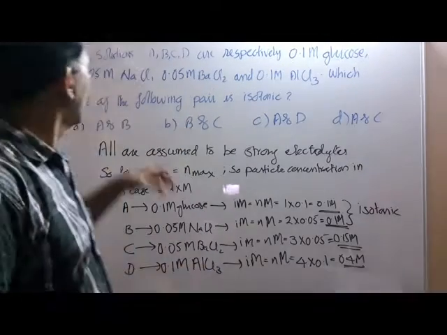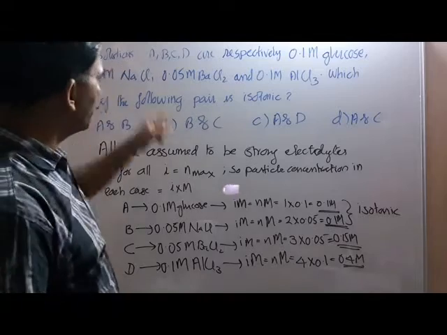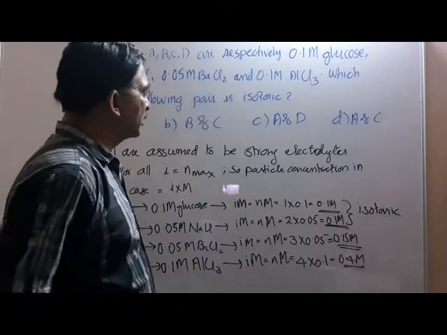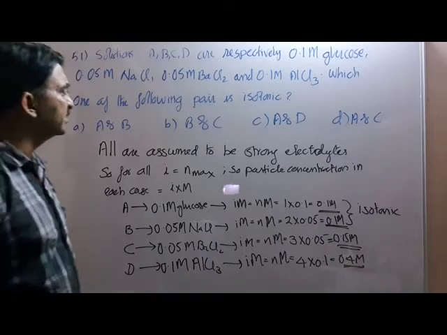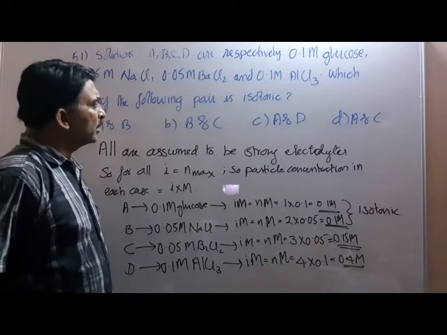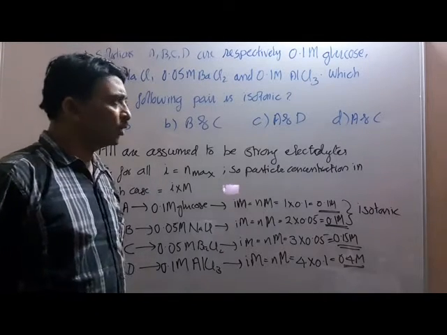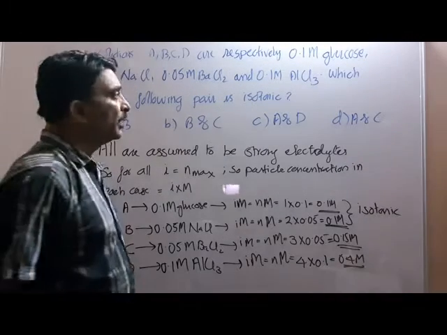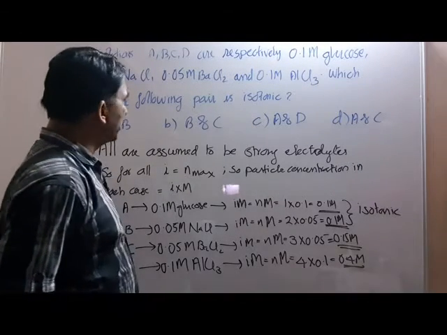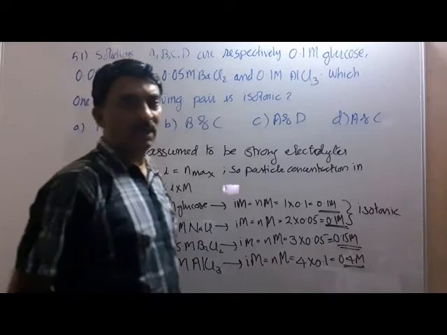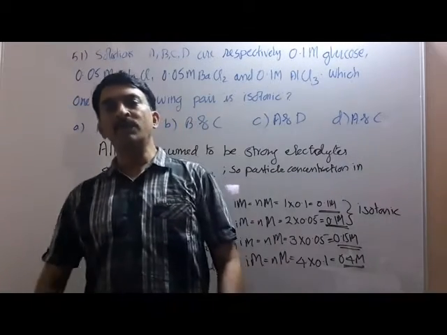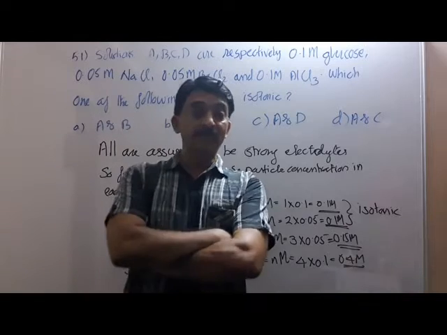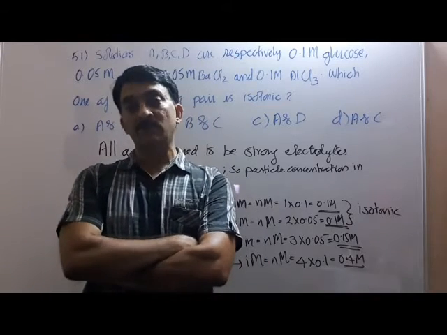Okay, 51. Solutions of A, B, C and D are respectively 0.1 molar glucose, 0.05 molar NaCl, 0.05 molar BaCl2 and 0.1 molar AlCl3. Which one of the following pairs is isotonic? We are provided with 4 different solutions and we have to find which among the following pairs are isotonic.